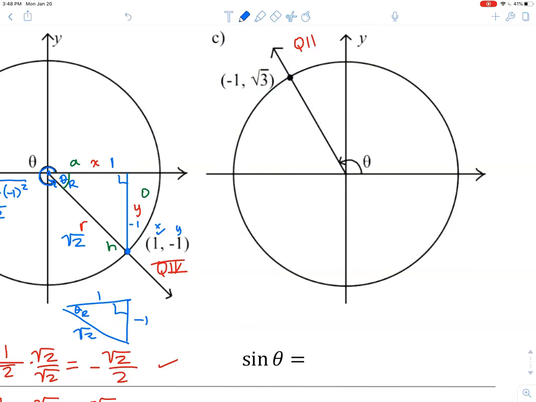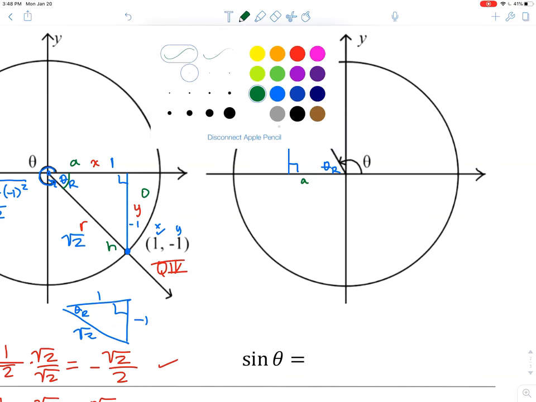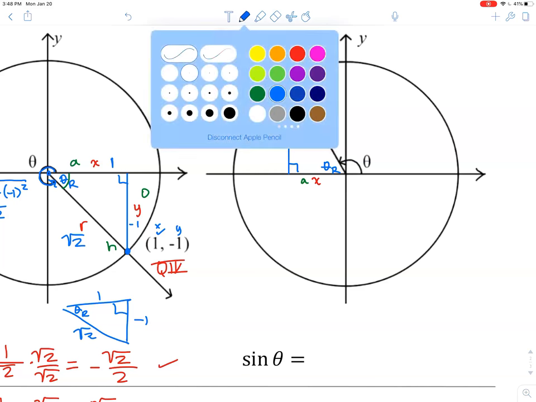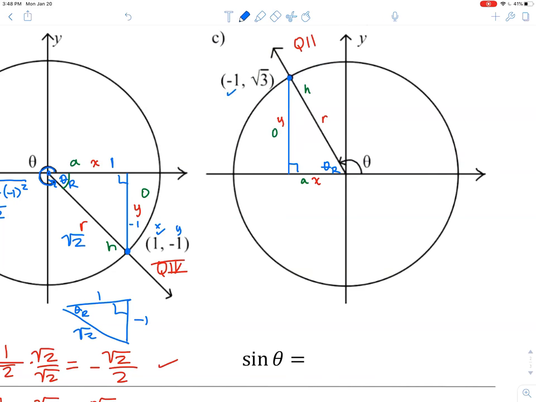I'm going to grab up my pencil here. So we have this obtuse angle here. What we're going to do is take the point on the terminal side and connect it to the x-axis. So this is going to be theta's reference angle here. And we'll label this opposite, adjacent, hypotenuse. Also, our y coordinate, our x coordinate, and again, our radius. All right, so let's see. Our x coordinate is -1. Our y coordinate is the square root of 3. And our radius is, I don't know.